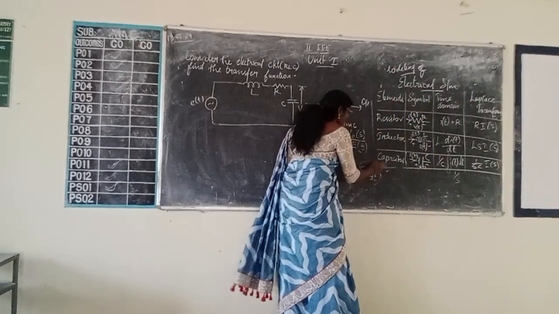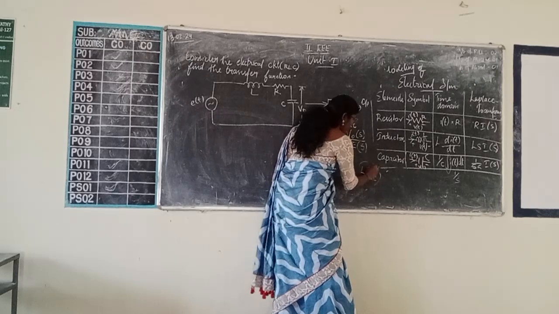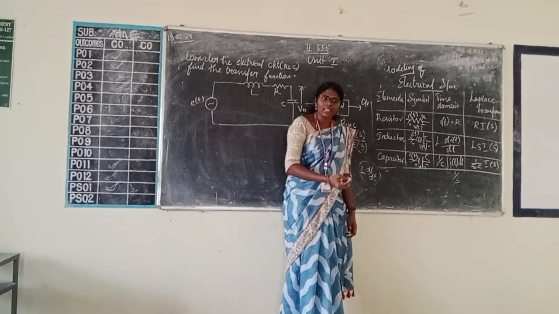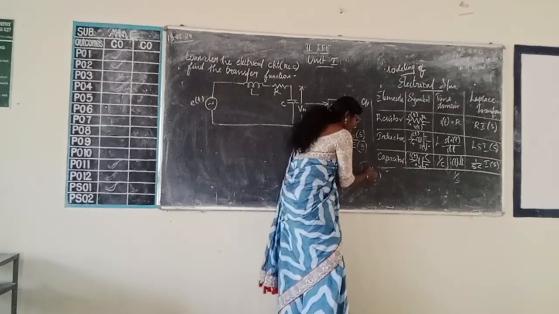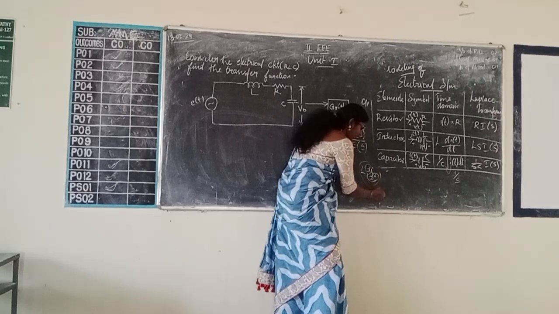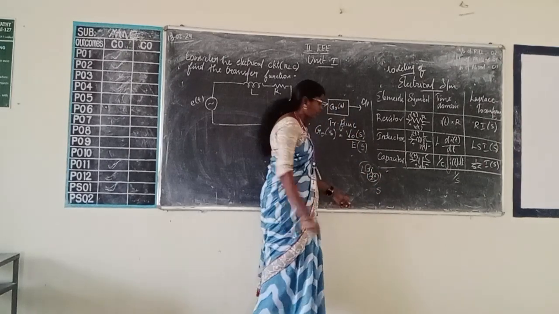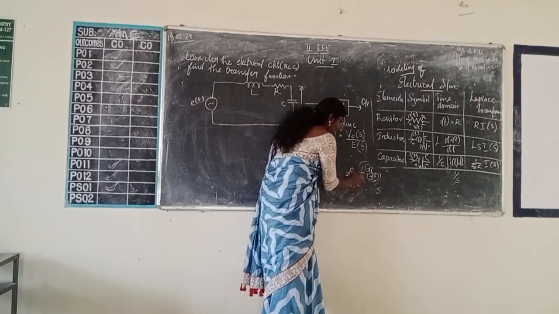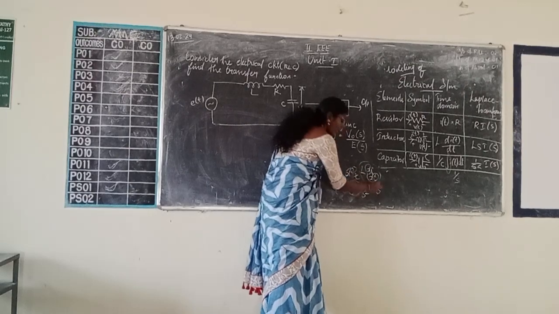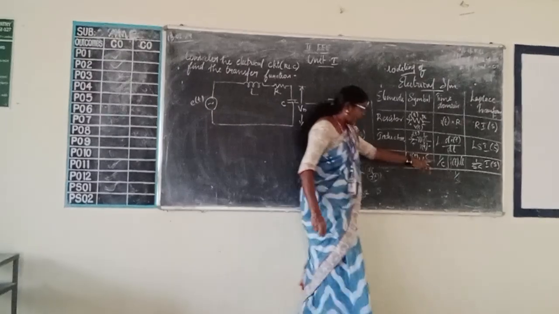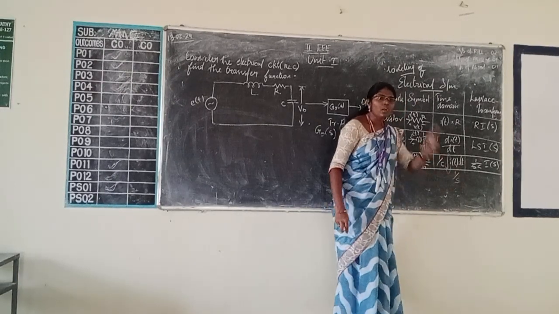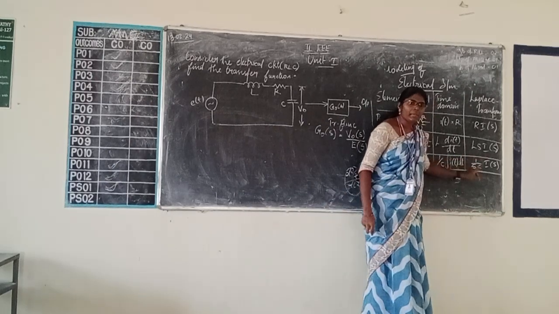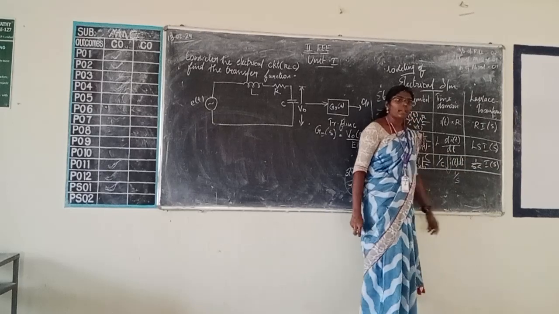For the differential, what is it? L dI by dt, or in the previous mechanical system we studied V into dx by dt. The differential of first order is written as S. The differential of second order, d squared x by dt squared, is written as S squared in the s domain. Likewise, the integral in the s domain is written as 1 by S. So 1 by C into 1 by S gives 1 by SC, times the current I of s.